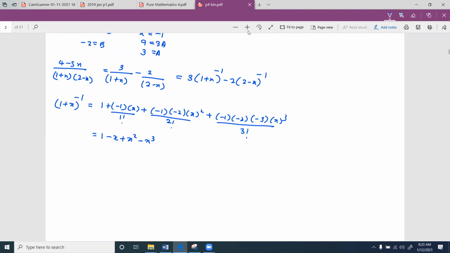Then we need to get the expansion for 2 minus x to the power minus 1. Now we have a doubt over here, because while keeping this term as 2, you cannot do it. Anyway, you have to convert it into 1. So I'll take 2 out. It turns into 2 to the power minus 1 times (1 minus half x) to the power minus 1. 2 to the power minus 1 is 1 over 2, so 1 over 2 times (1 minus half x) to the power minus 1. Then we'll go ahead with this.